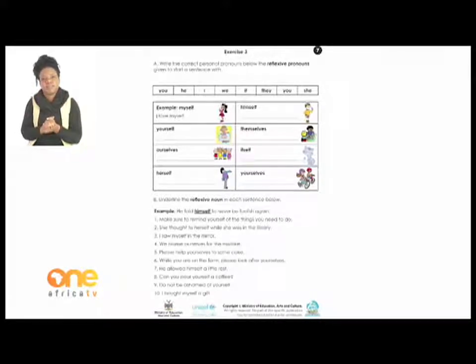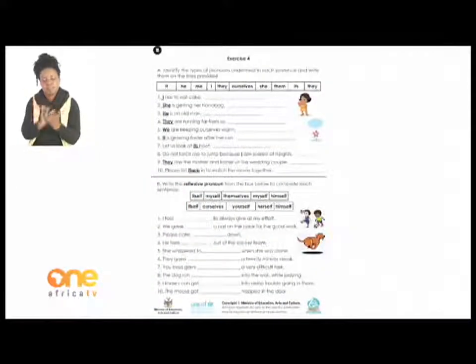Learners, let us look on page 8. On page 8, there is exercise 4. Exercise 4, the instruction says, identify the types of pronouns underlined in each sentence and write them on the lines provided. Now, if you can still remember, previously we did personal pronouns and possessive pronouns. So I hope you can still remember the examples of personal pronouns and possessive pronoun.